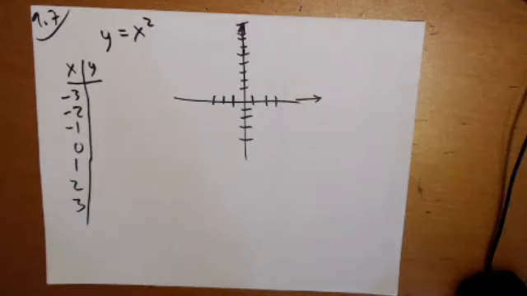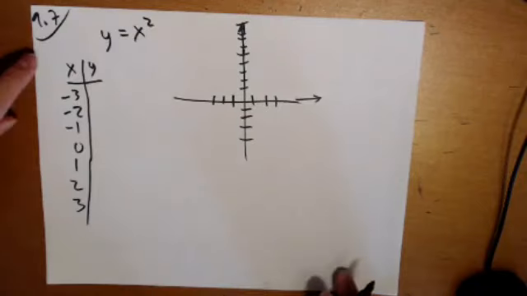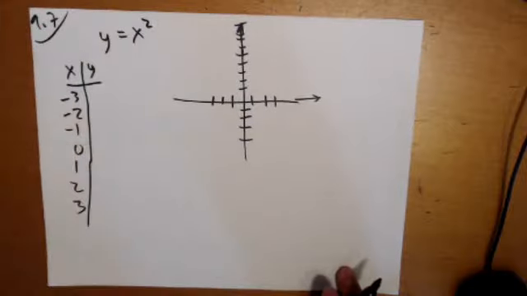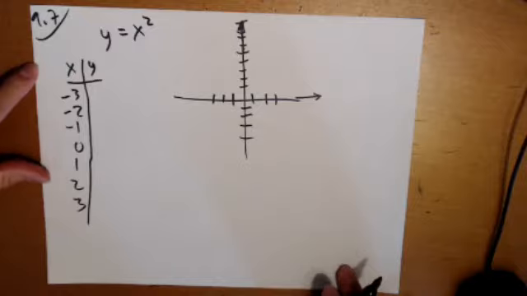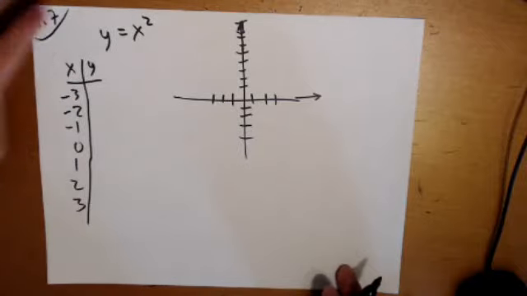Folks, on to 9.7. We skipped over 9.6, and maybe 9.5, so I'll just quickly cover what the big idea was. Let's say you have y equals x squared. Let's just see what it looks like if we plot points.